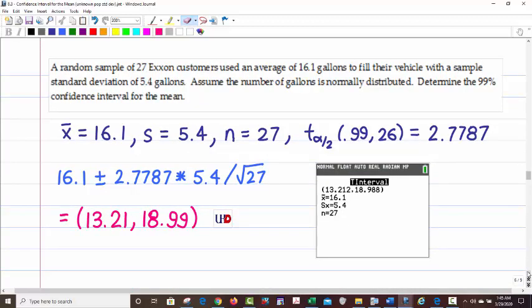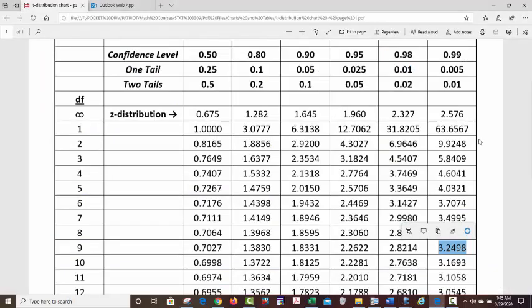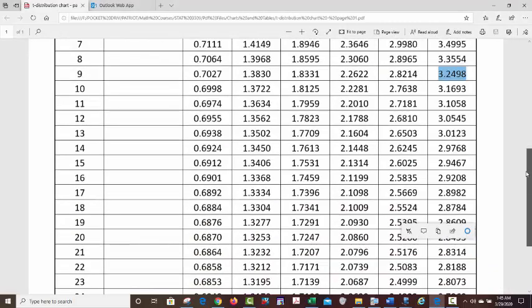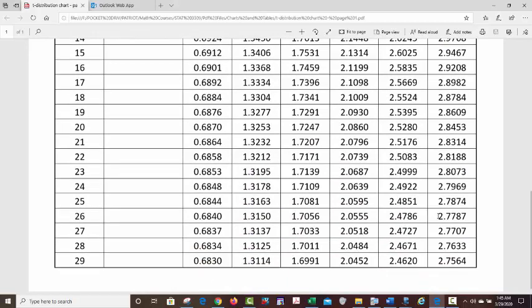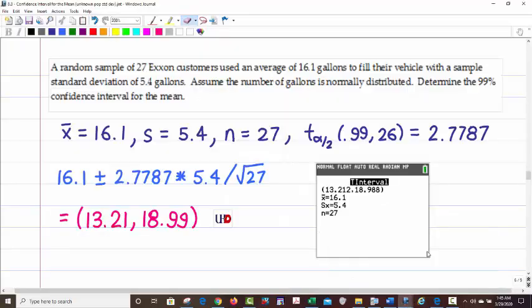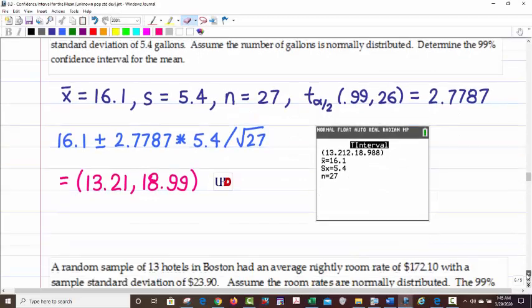A sample of 27 Exxon customers use an average of 16.1 gallons to fill their vehicle with a standard deviation of 5.4 gallons. Assume the number of gallons is normally distributed. Determine the 99% confidence interval for the mean. Let's get the chart value. If N is 27, we have 26 degrees of freedom. So it's that far right column. Let's scroll way down there. And we got 2.7787. There's your critical value.